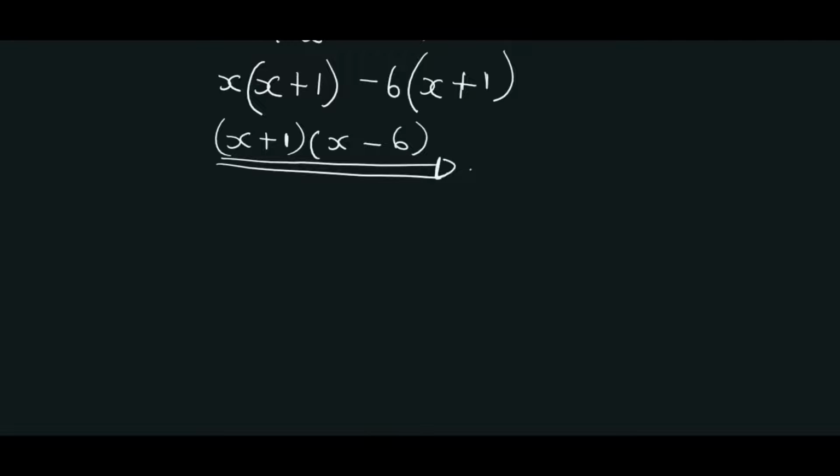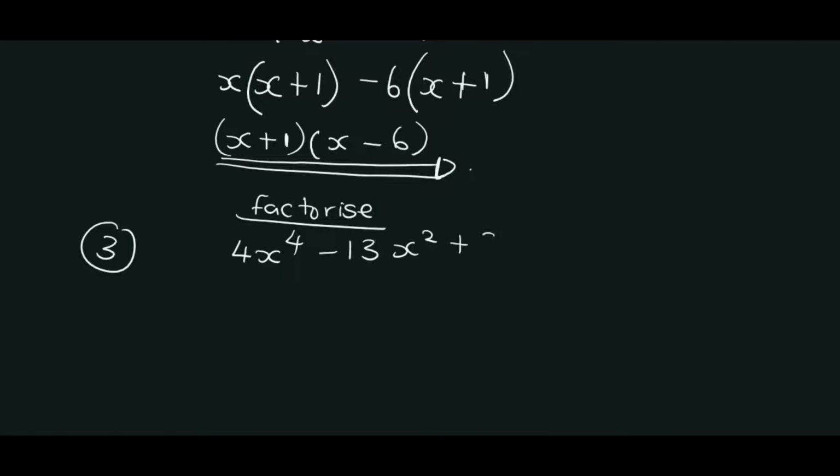Okay, so example 3 says factorize 4x to the power of 4 minus 13x squared plus 9. And the question says that you must write this expression as a product of four factors, because here we have x to the power of 4, so it can be written as a product of 4 factors.